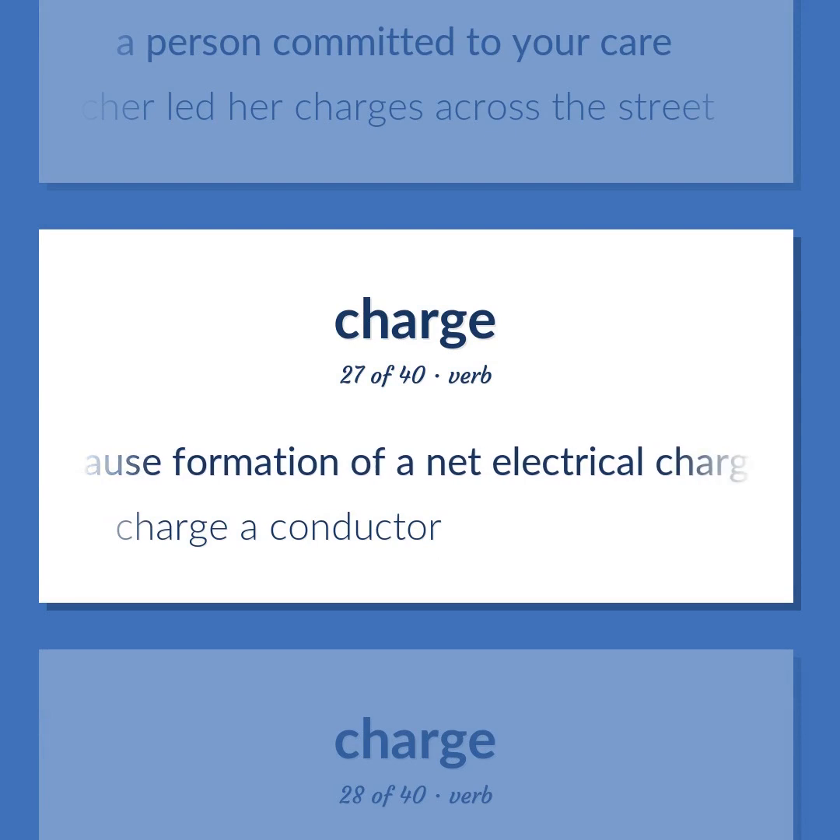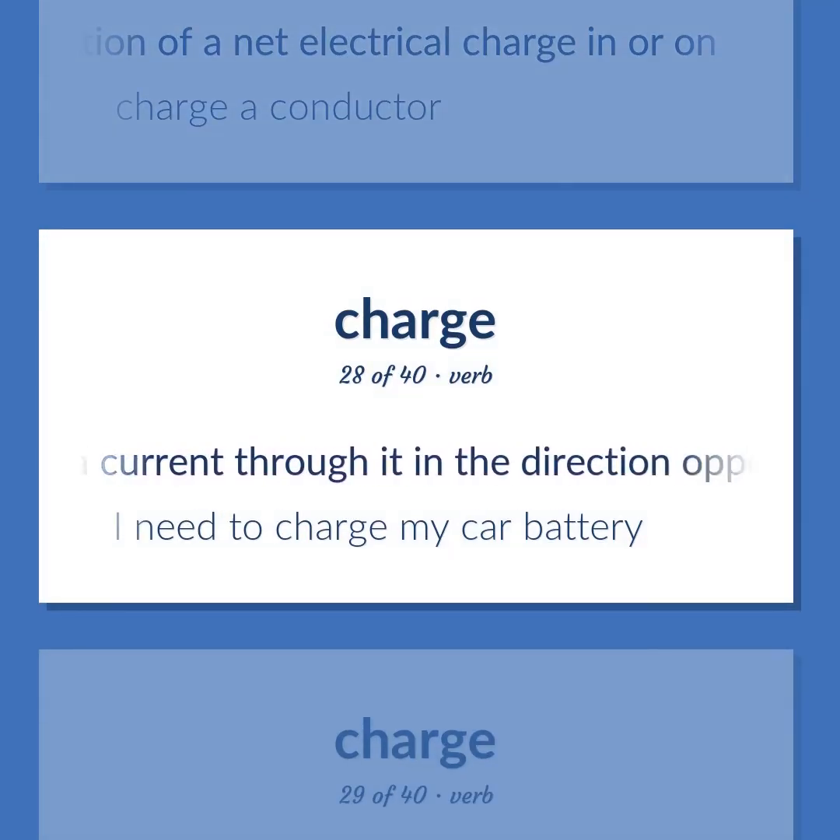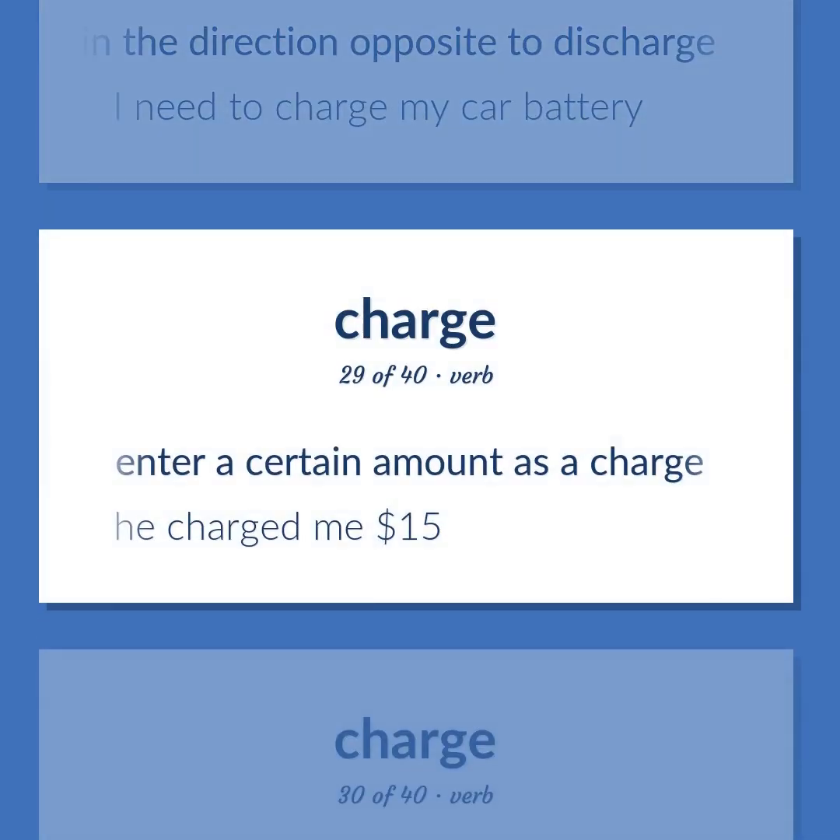Cause formation of a net electrical charge in or on. Charge a conductor. Energize a battery by passing a current through it in the direction opposite to discharge. I need to charge my car battery. Enter a certain amount as a charge. He charged me $15.